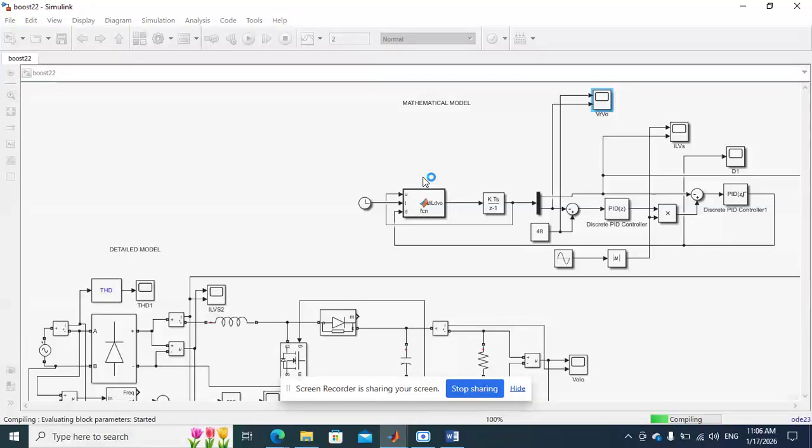Similarly, the average model and detailed model are designed with the same parameters. Here in the detailed model, the sine wave input is given, that is rectified. The rectified DC output will be given to the boost converter. The boost converter, depending upon the duty ratio, will boost up the voltage and provide it as the output. And that duty ratio will be decided by the controller.